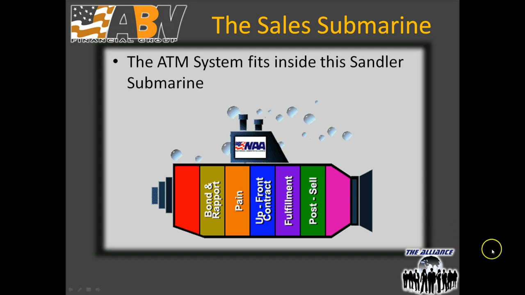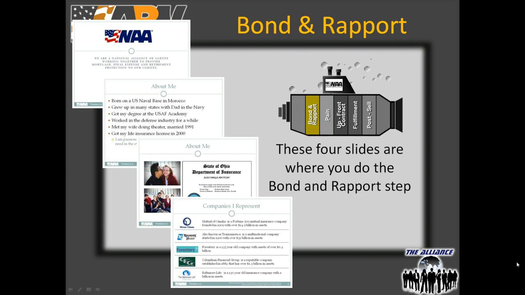Okay? Now let's go to the next slide and break this down for you as far as what slides constitute, in this case, the bond and rapport section, the first section. And remember, the objective of this compartment is to create trust with the client, credibility as well, so that they believe you. Because if they don't trust you, then they won't believe you, and you have zero credibility for them to want to continue doing business with you. But once you create trust with the client, and that credibility, then it will allow them to believe what you're saying, that you really are interested in helping them, okay, take care of their families.